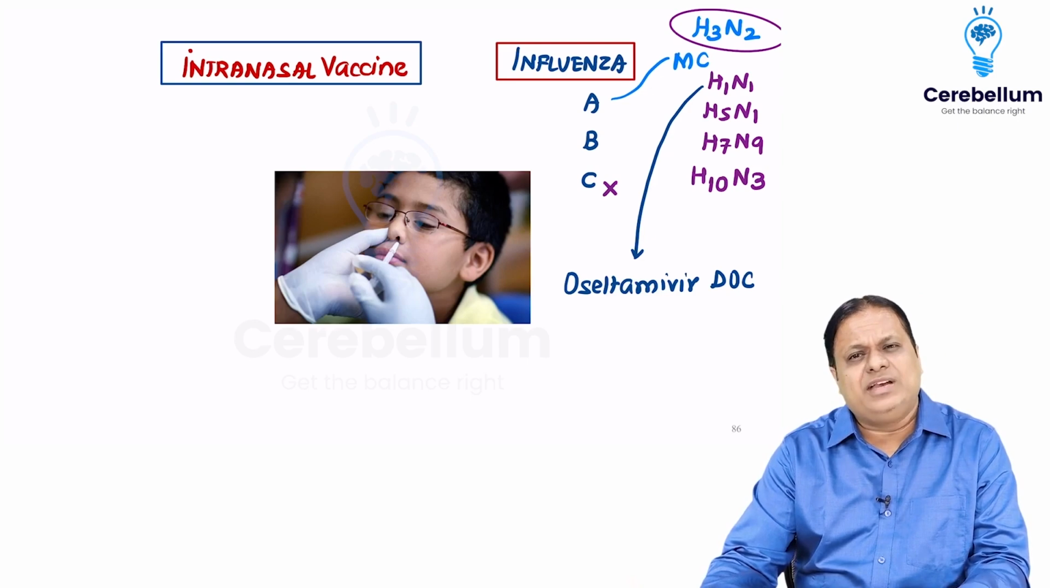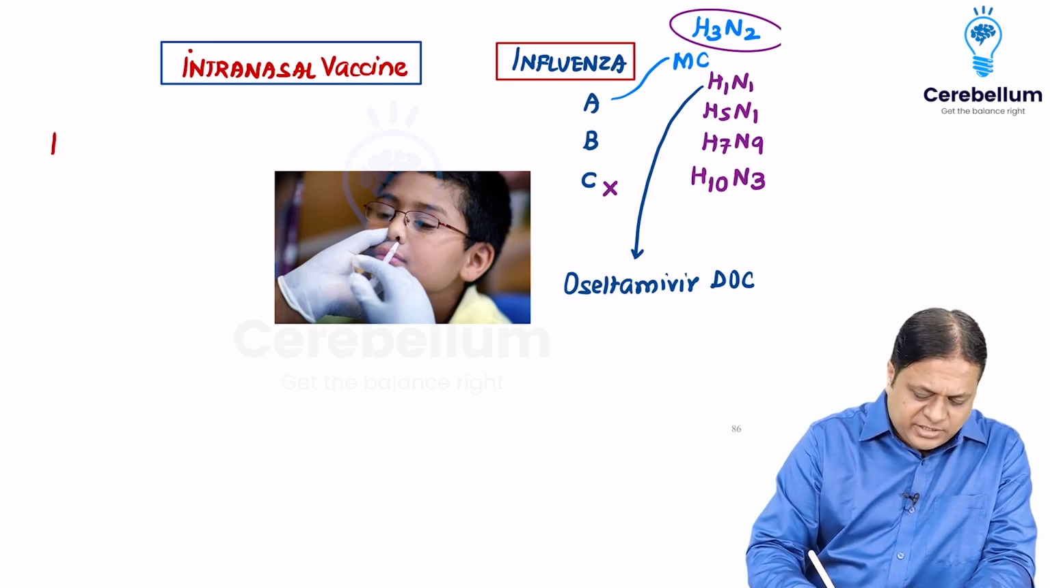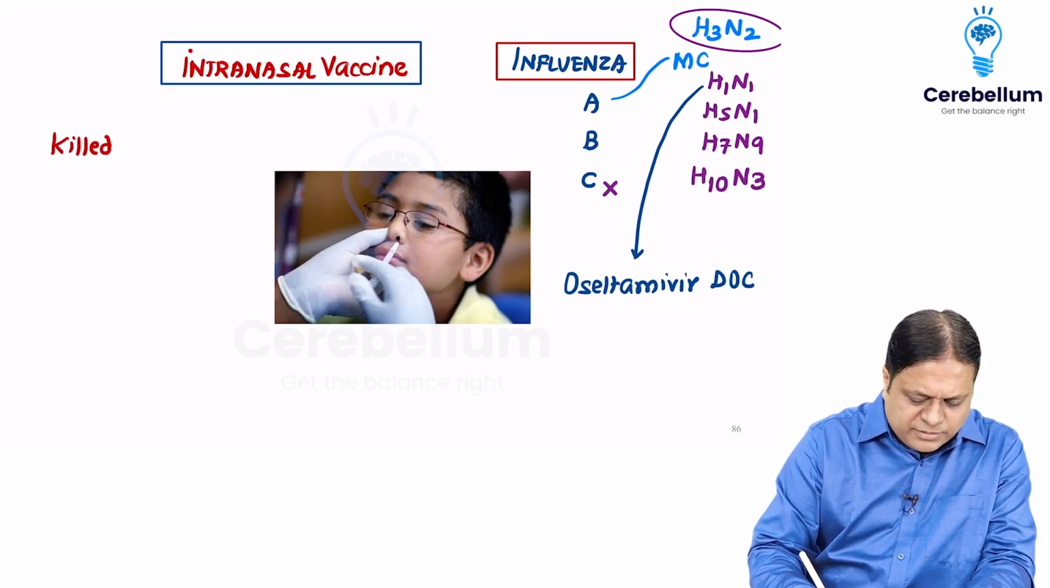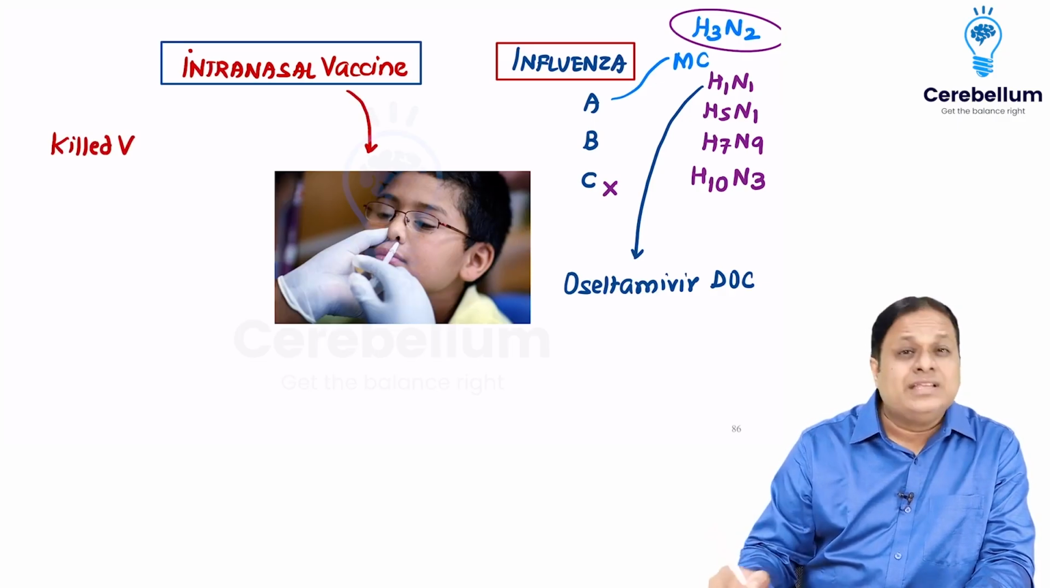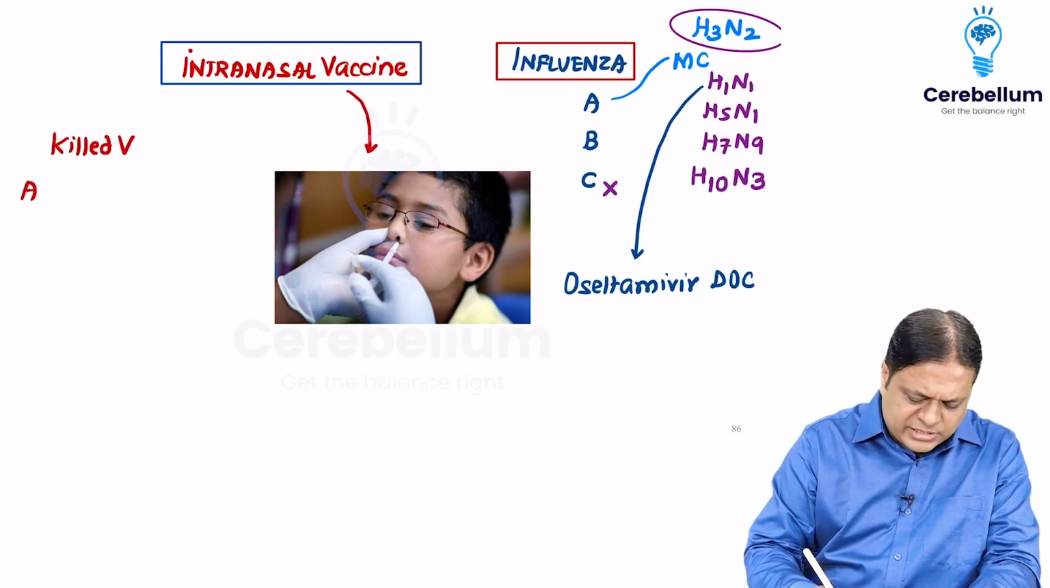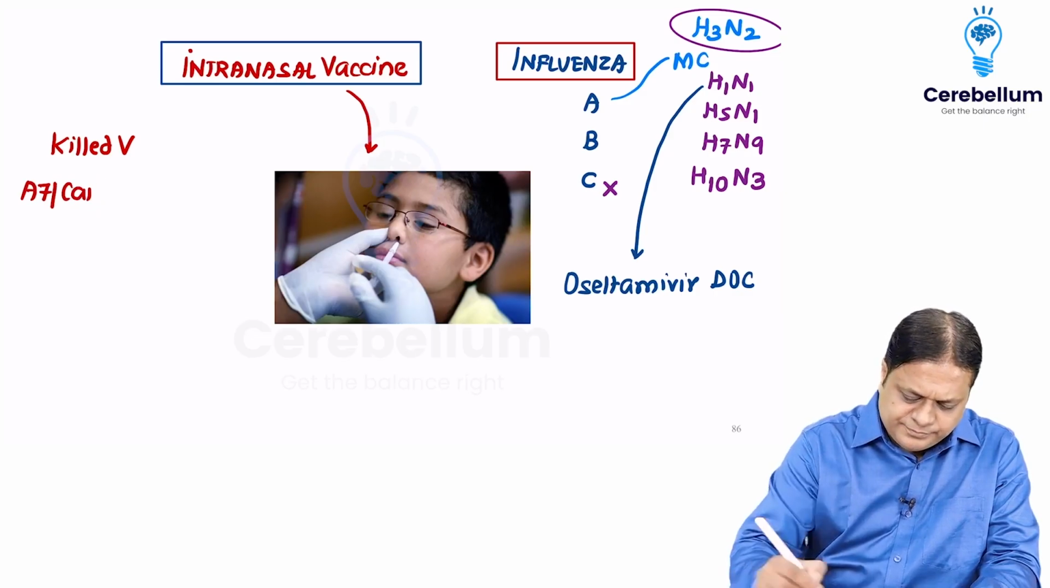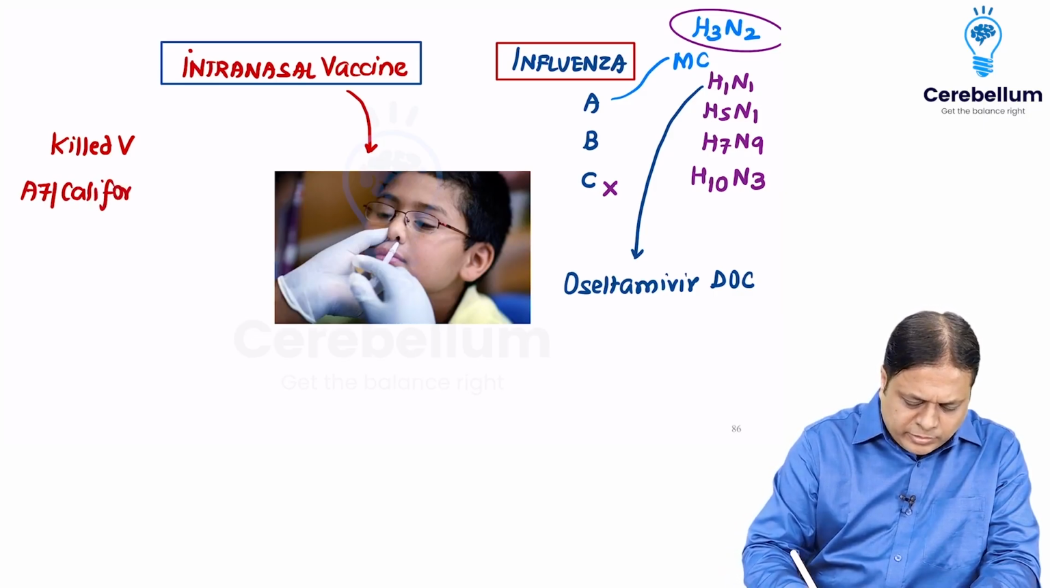Vaccine available live and killed form. Killed vaccine, when we look for influenza, it has a strain A7 California 2009 strain.